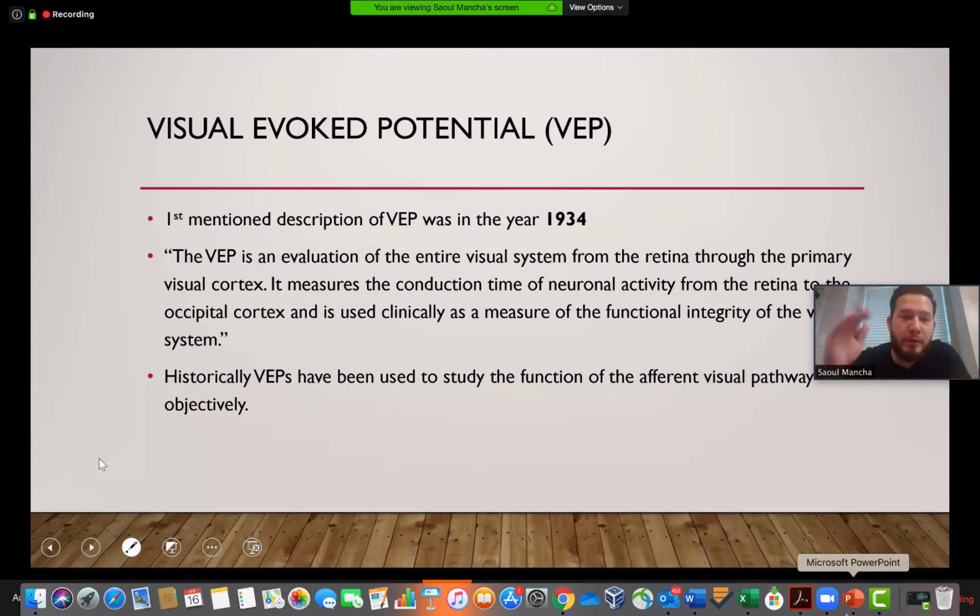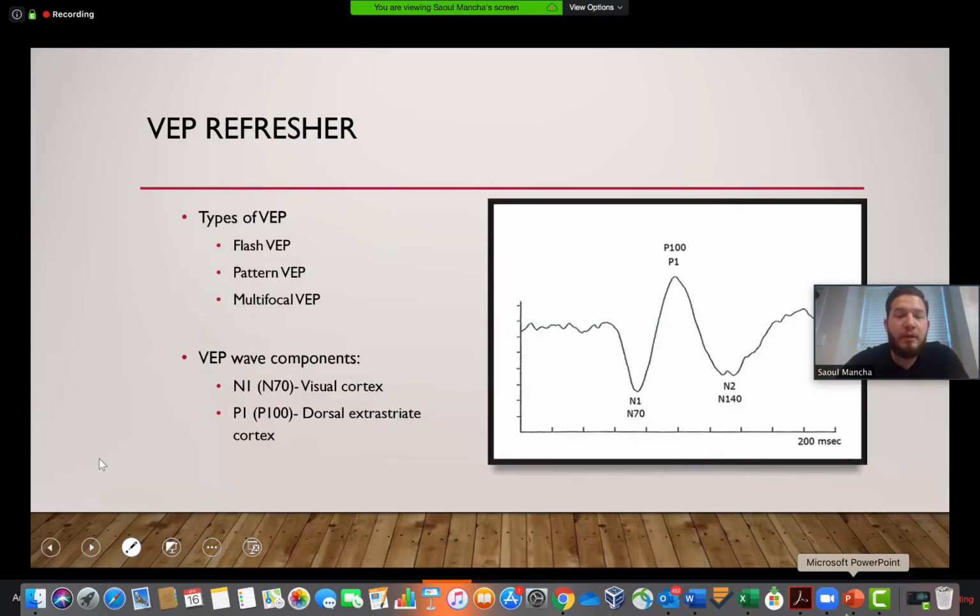Just to recap, the first couple of slides is going to be to talk about what the VEP is, what the ERG is. So the VEP is testing that we can do to measure the function and the integrity of the visual system, coming from the retina all the way back to the occipital lobe. Historically, these have been used to check, monitor and study the function of the afferent visual pathway.